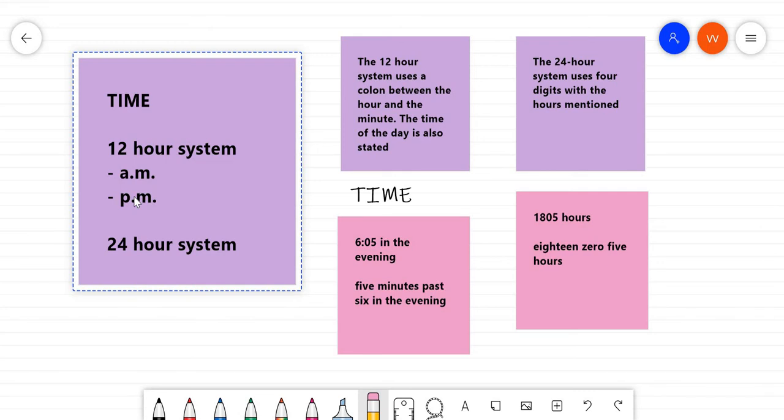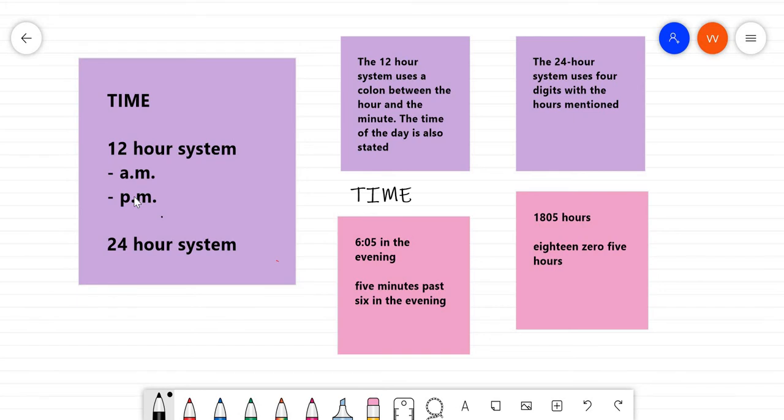So AM is the time for morning, and PM is the time for evening. These symbols differentiate the time in the 12-hour system. When you see the symbol AM, it shows you morning time. When you see the symbol PM, it shows you evening time.